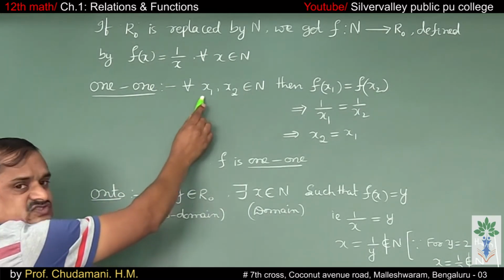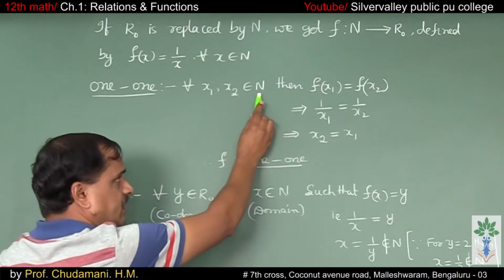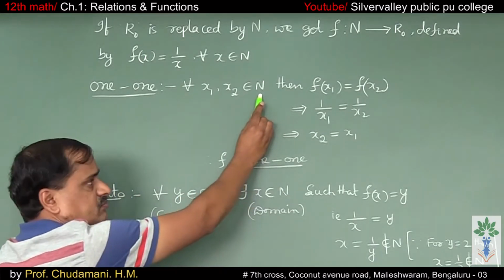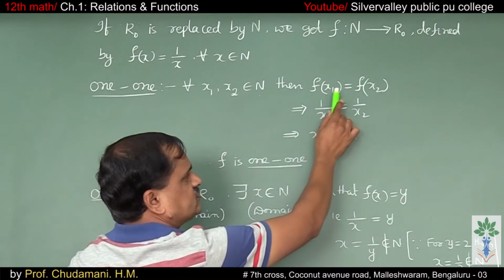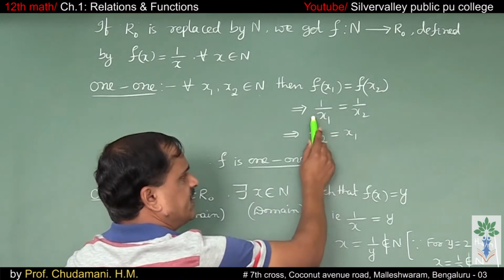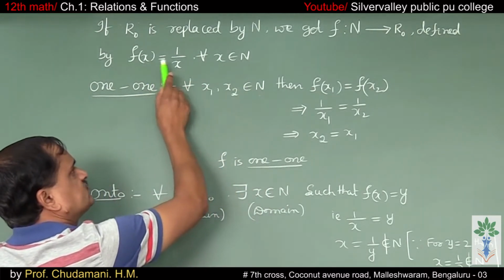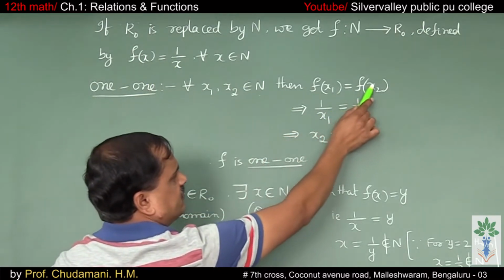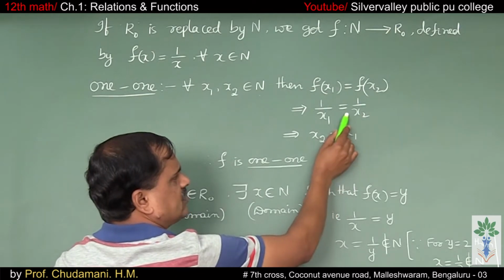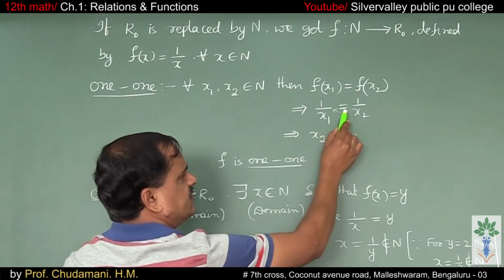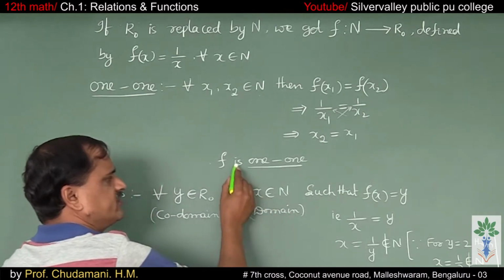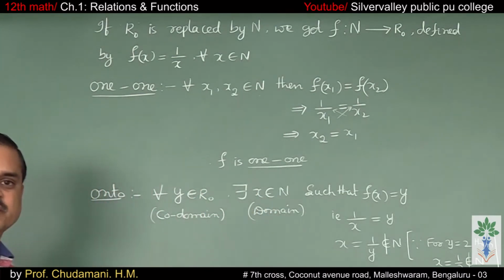Let us verify one-one in this case. For all x1 and x2 belongs to the domain, that is the set of natural numbers, if f of x1 equals f of x2, implies 1 by x1 equals 1 by x2. Cross multiply, x1 is equal to x2. Therefore f is a one-one function.